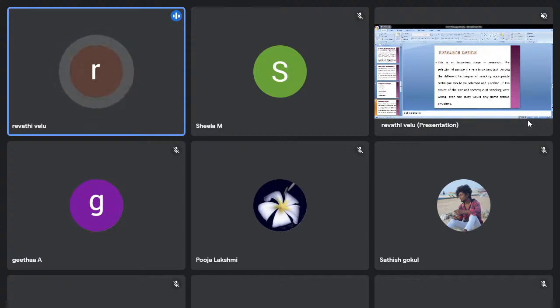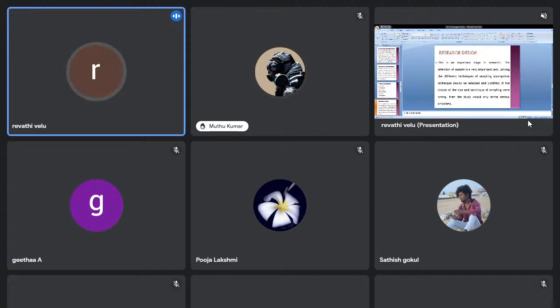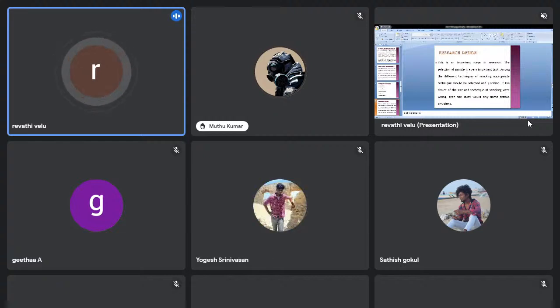So this is the research design, a very, very important process in research. The selection of sample is very, very important in your field of research task. Among the different techniques of sampling, the appropriate technique should be selected and you have to give your justification for that. If the choice of the size and techniques of sampling is wrong, then your whole study will go with it, and you will not find a new solution. It will go to a wrong solution only. So this is the research design.